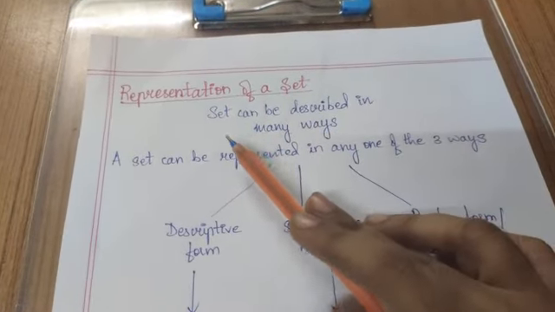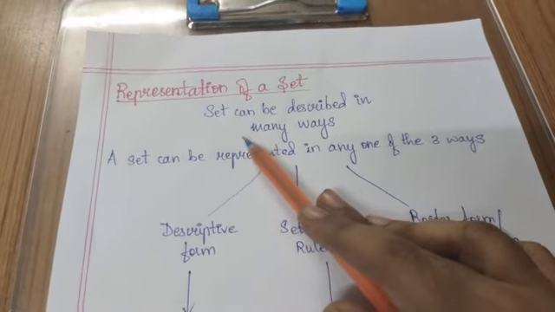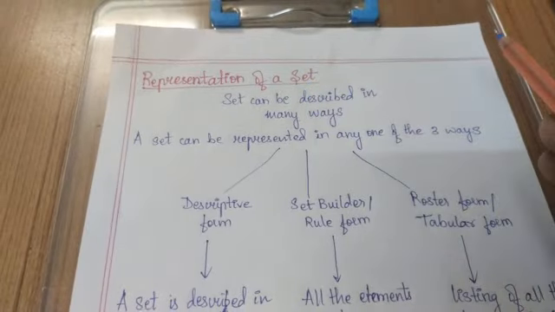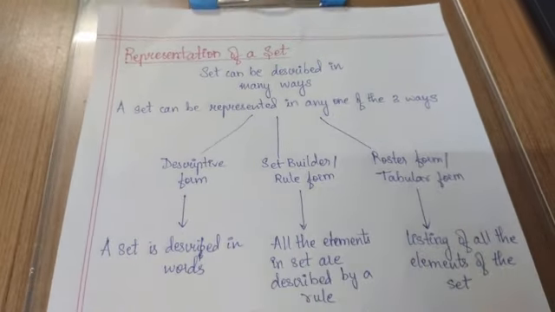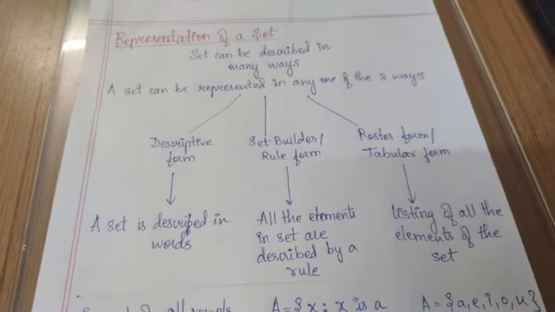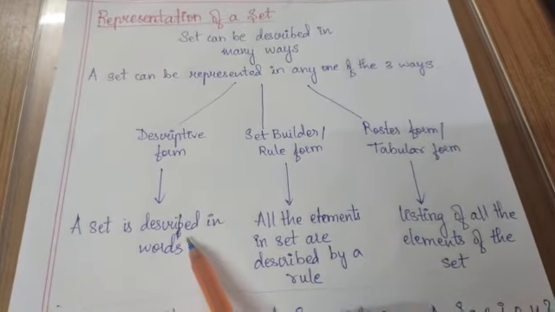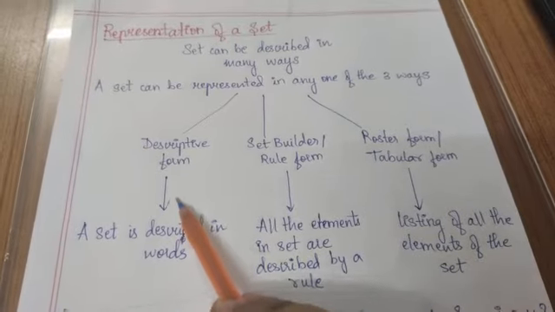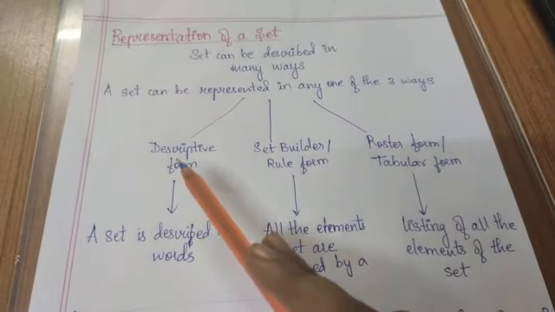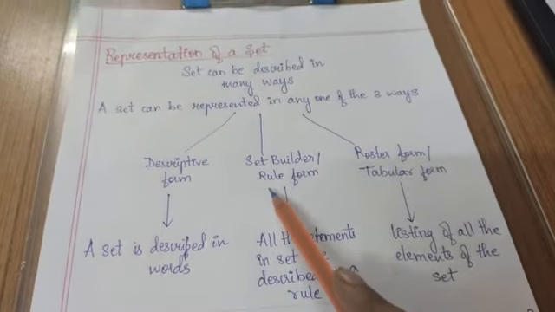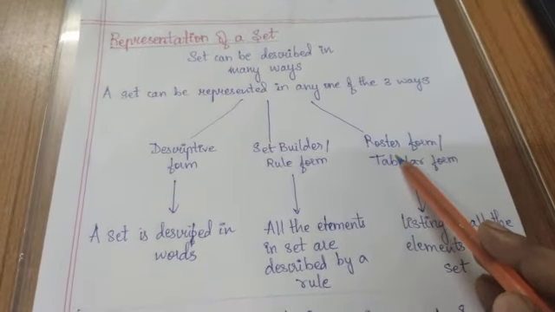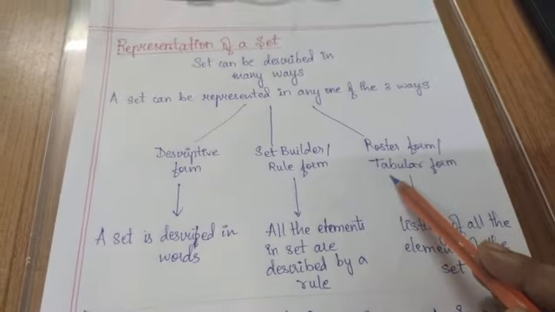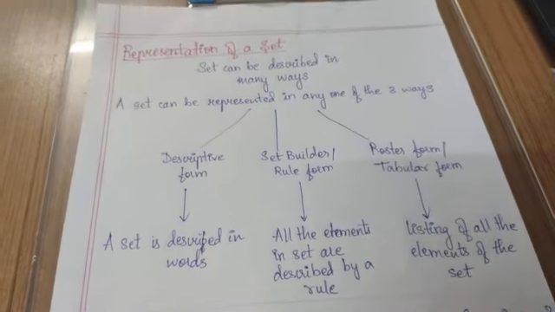So representation அப்படி சொல்லும்போது a set can be described in many ways and there are 3 forms to represent a set. Okay வா? So அது அந்த 3 ways என்னன்னு பார்ப்போம். First is descriptive form, next one வந்து set builder or rule form, third one is roster form or tabular form.